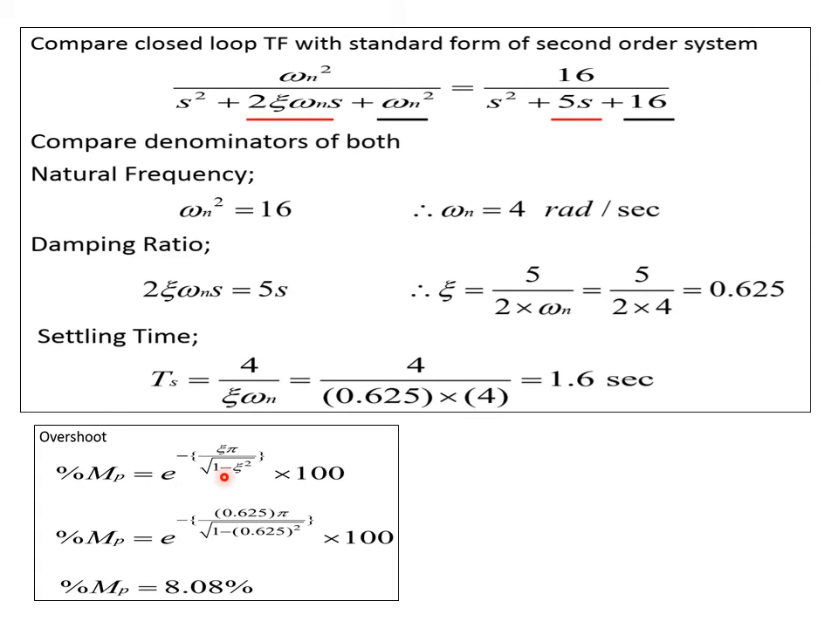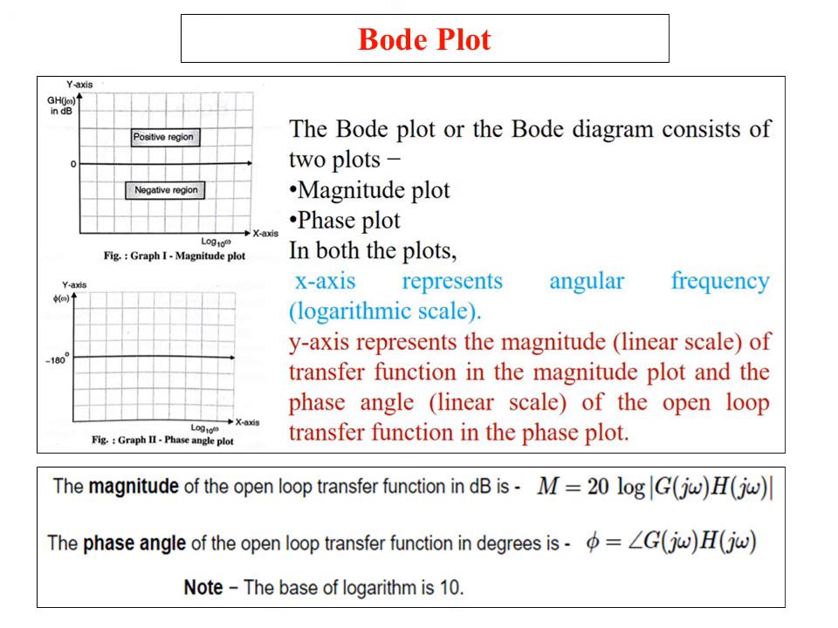The formula is this one, so the values will be zeta pi upon under root 1 minus zeta square. So putting the values, we will get the percentage overshoot as 8.08%. A very simple kind of numerical. Then the next thing is we are focusing on the Bode plots. We are supposed to get the stability analysis using the Bode plot.